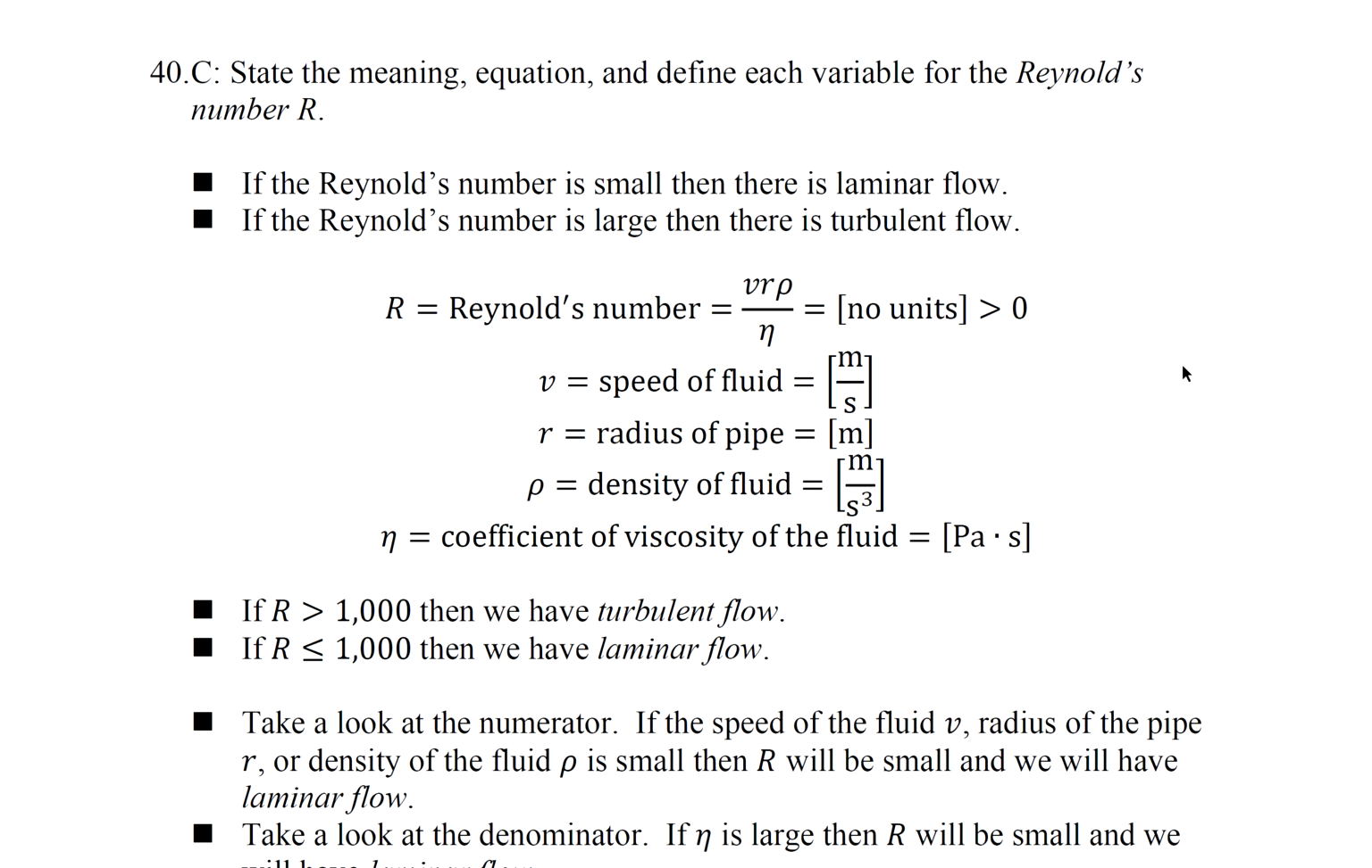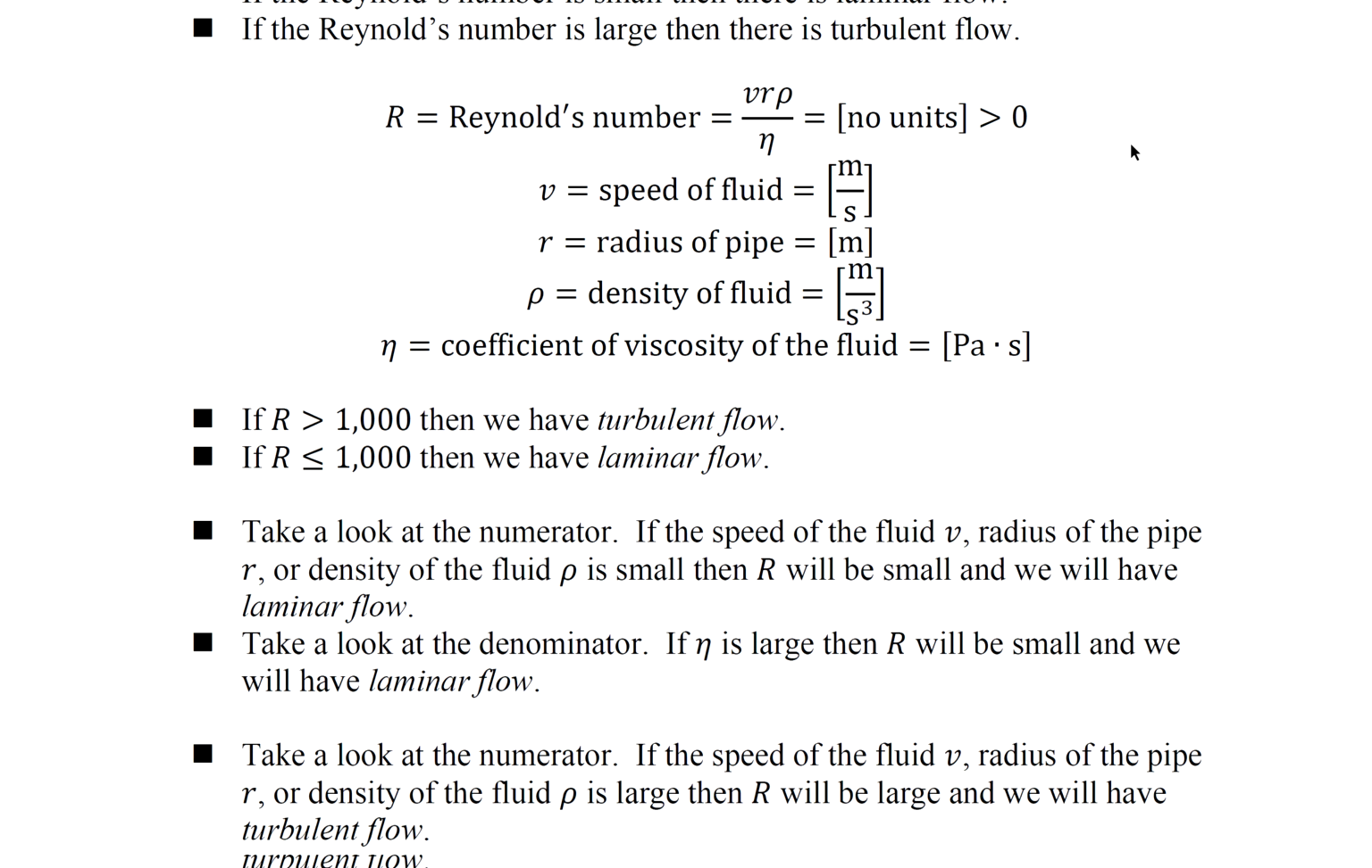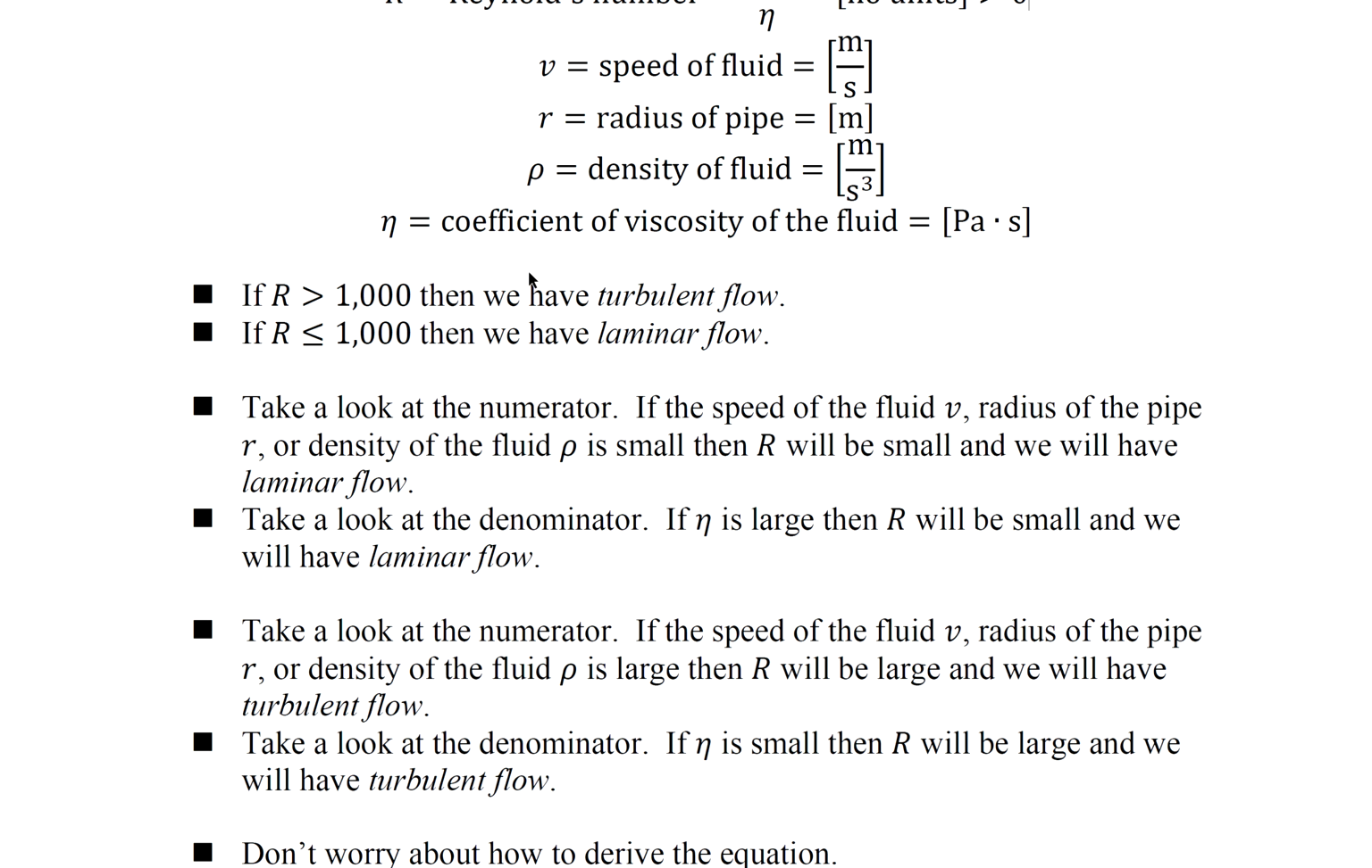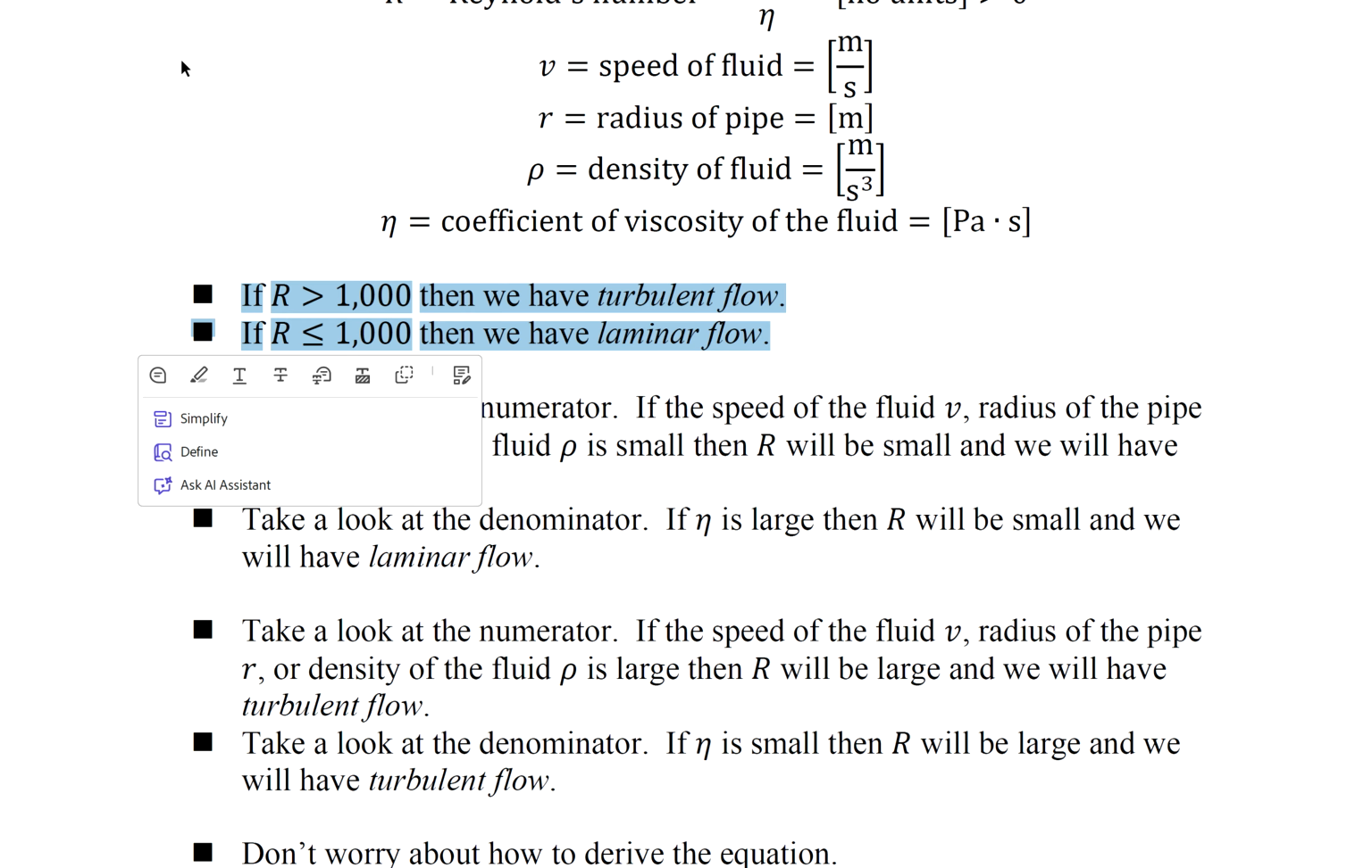Question 40, state the meaning, equation, and define each variable for the Reynolds number R. So if the Reynolds number is small, then there is laminar flow. If Reynolds number is large, then there's turbulent flow. So this is the equation for Reynolds number: V R rho over eta. If R is greater than 1,000, then we have turbulent flow. If it's less than or equal to 1,000, then we have laminar flow.